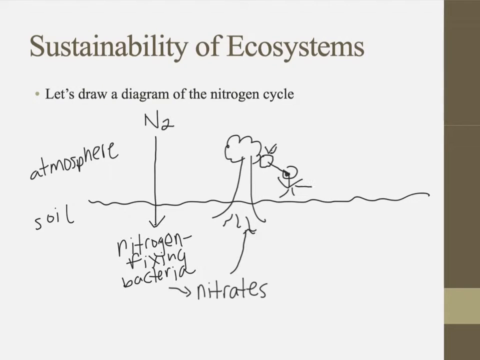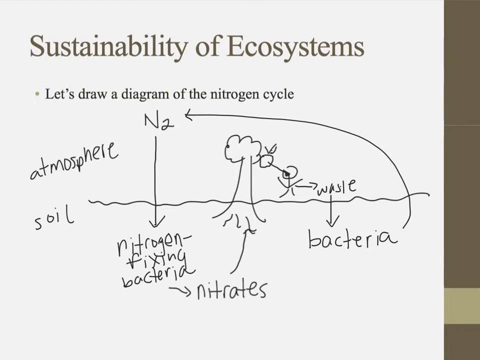When the human either dies or poops or pees, this waste is excreted. Okay, let's assume we're not talking about death. Let's assume we're talking about waste. This waste then eventually makes it back into the soil, where another type of bacteria is then going to turn that back into atmospheric nitrogen. And so here we have the nitrogen cycle.